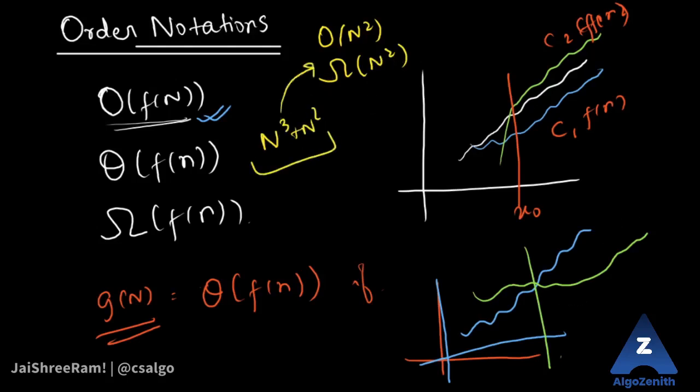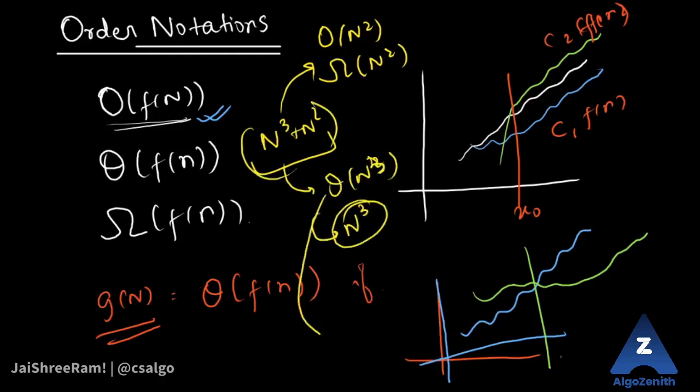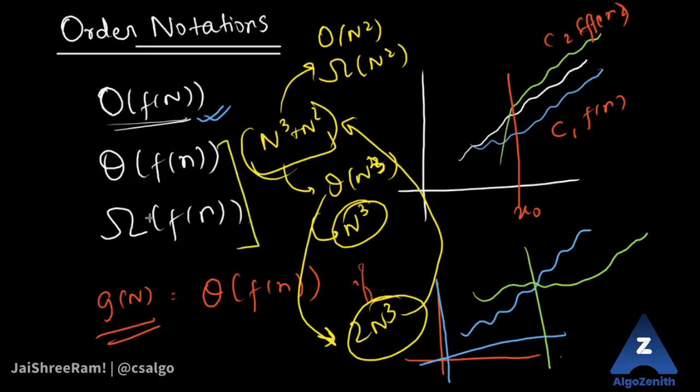So we can say this is omega of n squared, and this is theta of n cube, because if you take just n cube, this is always less than or equal to this function, right? And if you take 2n cube, beyond some point this will always be bigger than this function, right? So this is called theta notation. These are the other two notations that we have, the theta and omega notation.